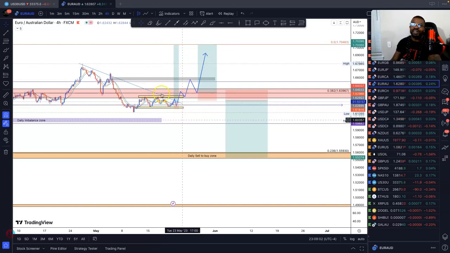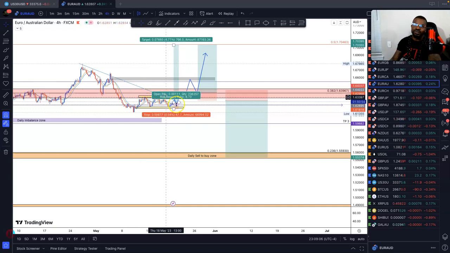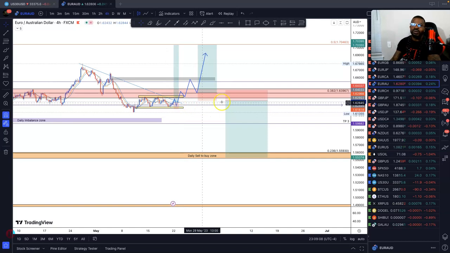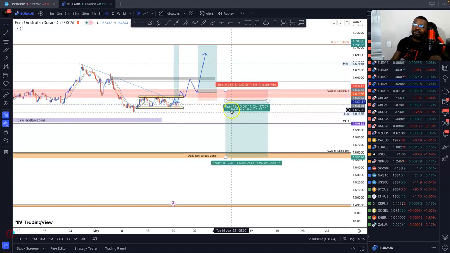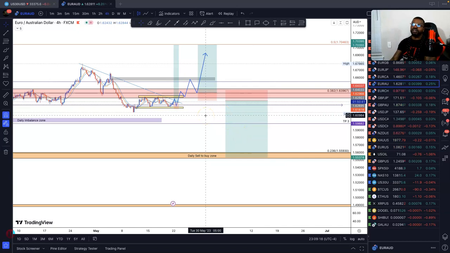Now, if it fails to break out of this trend line, what we could be looking at is a continuation in this downtrend. And if it just so happens to go down, you're looking at a 1 to 5 trade setup. So both of these trade setups are pretty profitable depending on how you approach it.